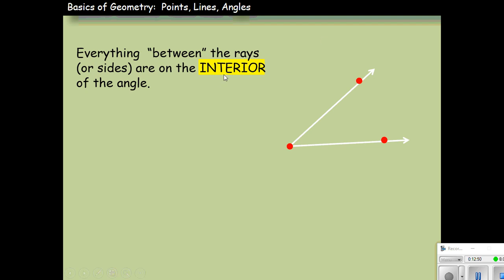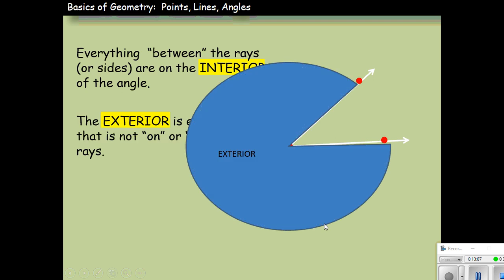Hopefully you know the word interior. You've heard it before. Interior of a car is the stuff inside a car, or an interior decorator is someone who decorates inside a house. Interior means stuff on the inside of the angle. It's in the smaller part of the angle. If this is the inside, then everything else is what we call the exterior. That means outside.